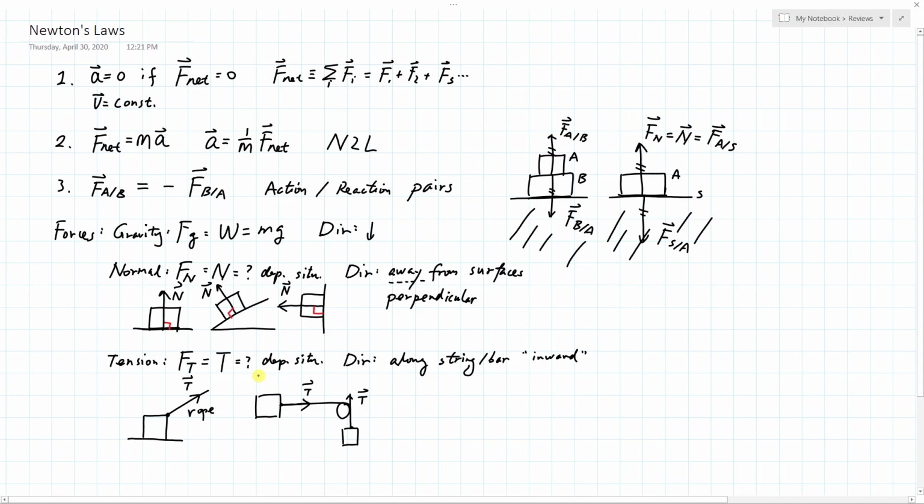So what other forces could we have? We could also have some applied forces that could be in any direction. We have some more space on the right side. Let's do friction.